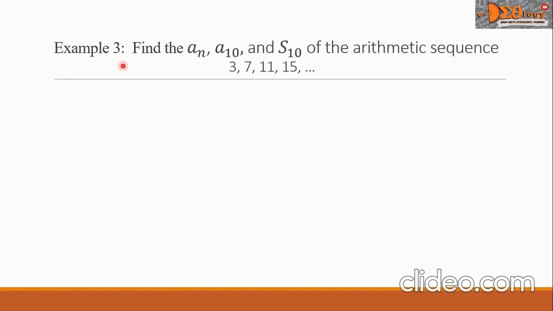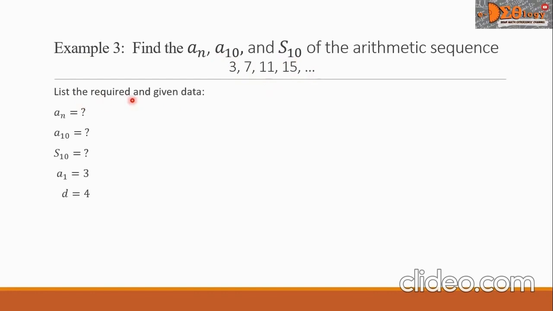Let us have example 3. Find the a sub n, a sub 10, and s sub 10 of the arithmetic sequence 3, 7, 11, 15, and so on and so forth.